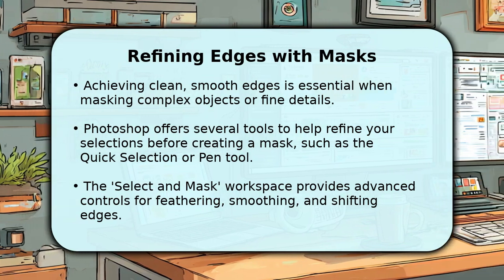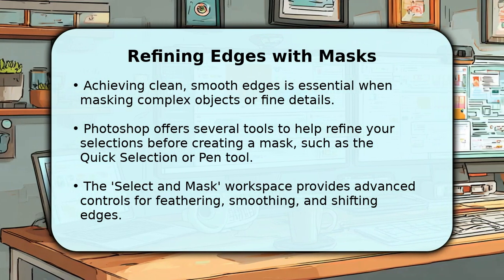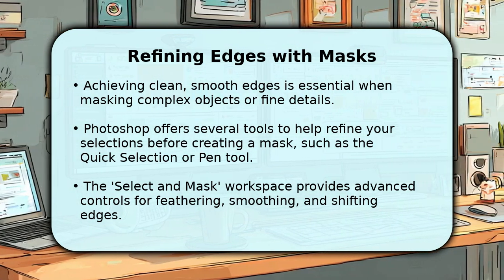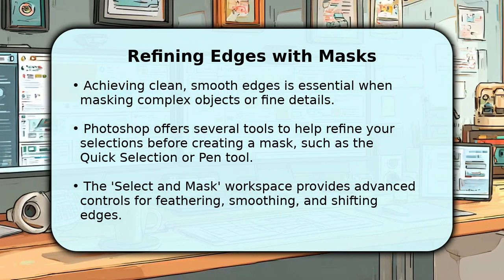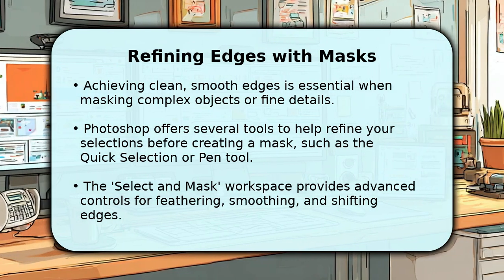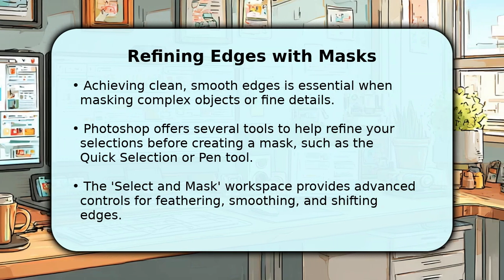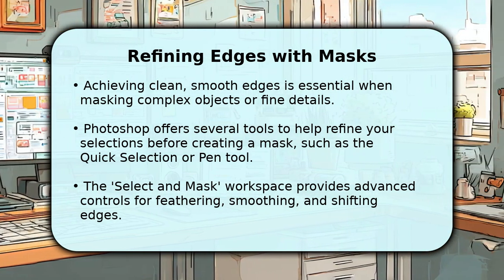After making a selection, click Select and Mask in the Options bar to access a dedicated workspace. Here, you can adjust properties like radius to find fine details like hair and feather to soften the edges. Use Smooth to reduce jagged lines and Contrast to create sharper transitions. These controls give you immense power to make your masked images look seamless and natural, blending perfectly into any new background.